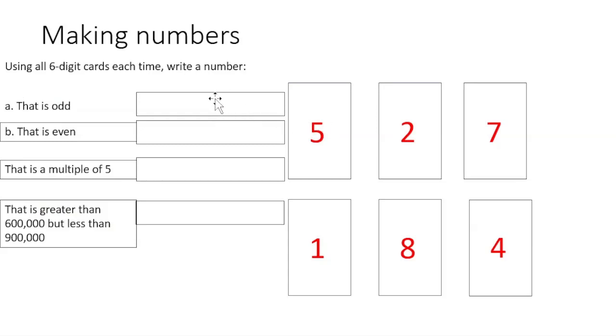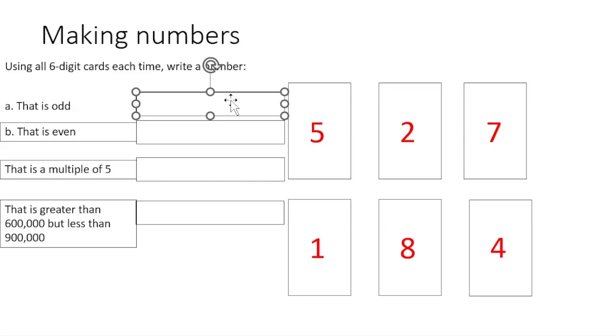And similar, doing the same sort of thing here, we're just going to be making up a few numbers up to 1 million, just using these 6 number cards. So there's 6 cards here in the corner: 5, 2, 7, 1, 8, and 4. Now we're going to use them in different orders to make up some numbers. So for example, the first one, A, we've got to make a 6-digit number that is odd. When we're doing odd numbers, we know that an odd number has to end with an odd digit to be odd, if that makes sense.